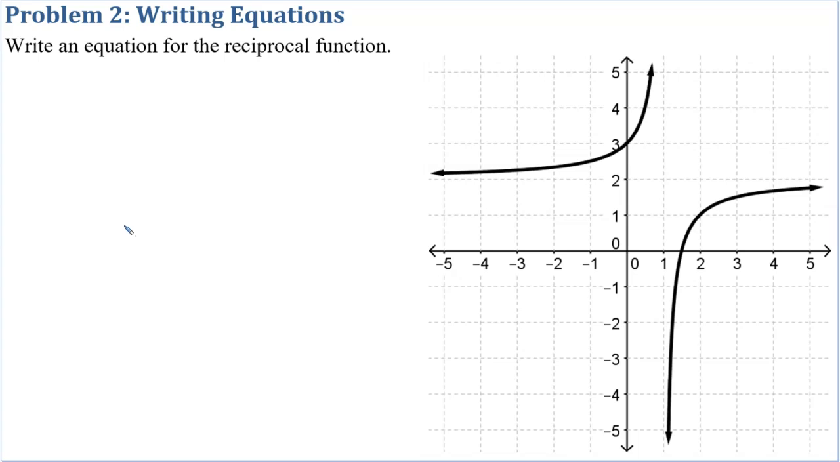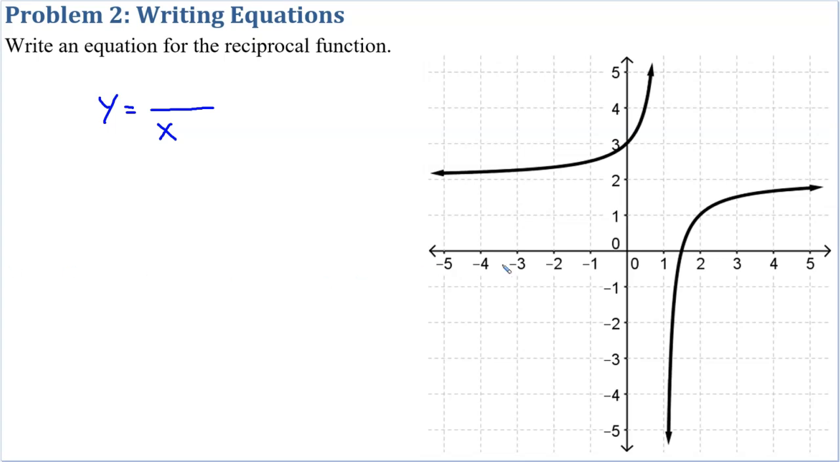All right, problem 2 actually works backwards from what we were just doing. In the last problem, we took the equation and made a graph. Here we've got the graph and we want to come up with an equation. So write an equation for the reciprocal function. I could say it's y equals, and we're going to have a fraction with an x on the bottom, plus or minus something here, plus or minus something on the outside.